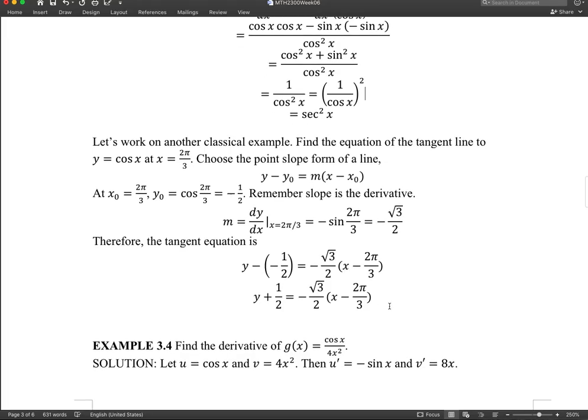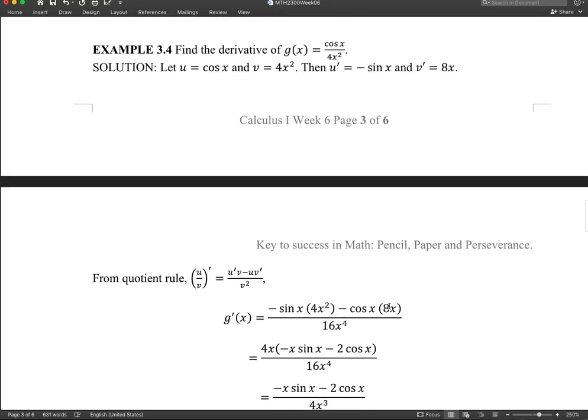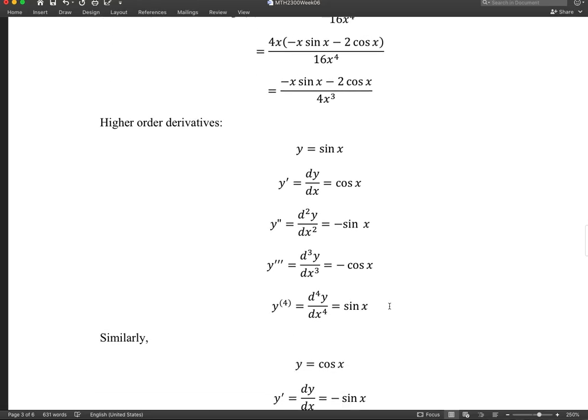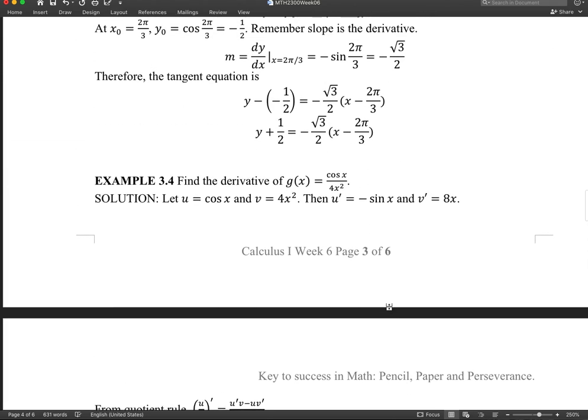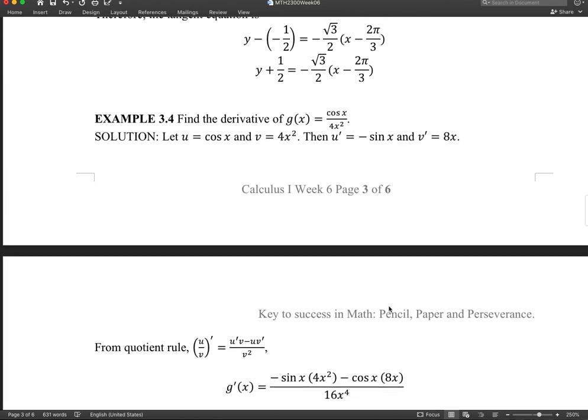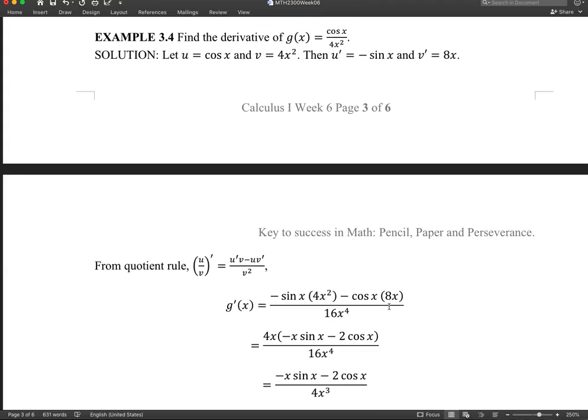How about we do a little more examples. I think I have two more, or maybe a little more than two. Let's take a quick look at what we have anyway. The next example I took directly from the textbook. It is example 3.4: find the derivative of a function g. g is in the form of cosine of x over 4x squared.